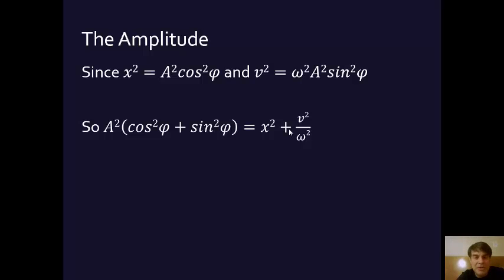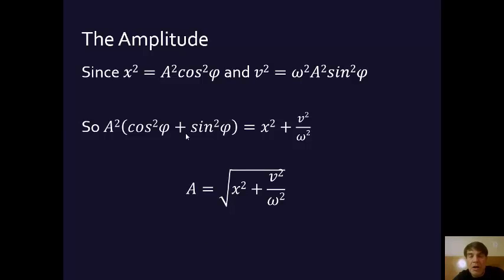Well, why did we do this? We did this because there's a trig formula: cosine squared x plus sine squared x equals 1, which means that whole part in parentheses over here on the left becomes 1, and we're left with A squared equals this. Take the square root, and we have this formula for the amplitude.